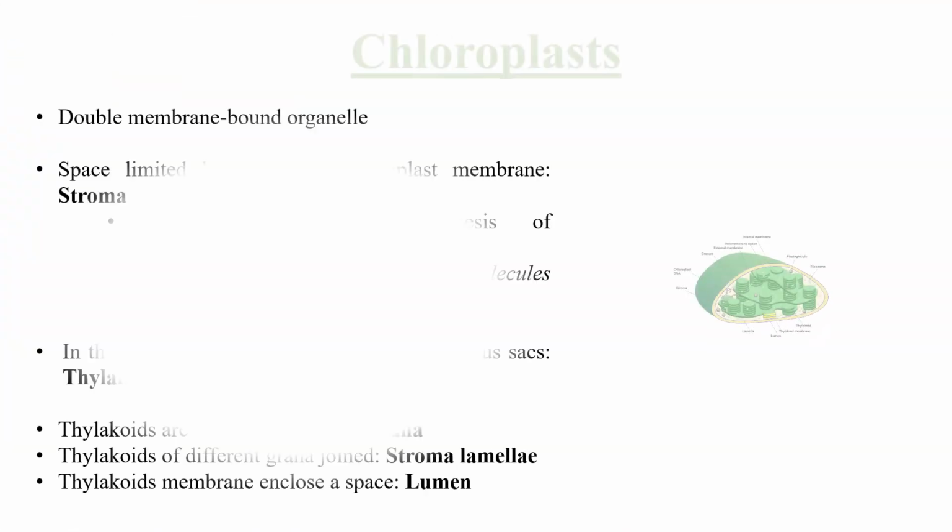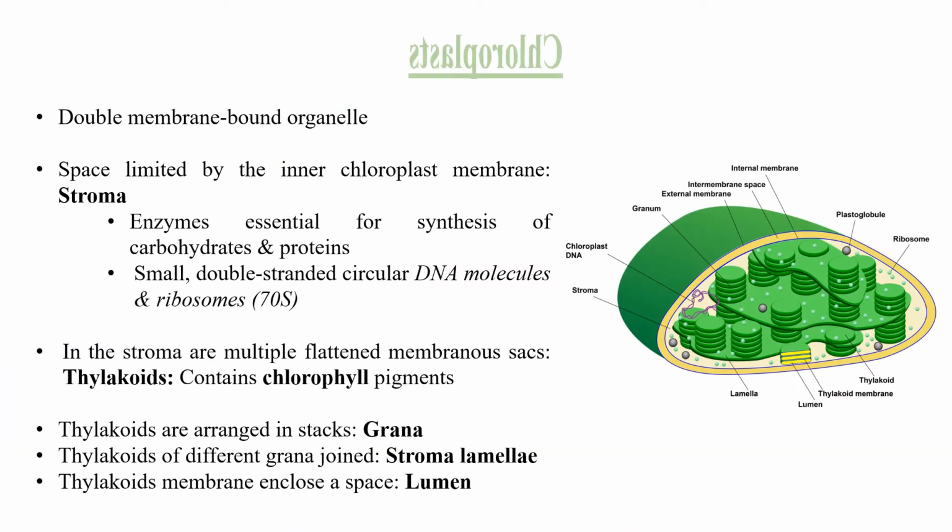The chloroplasts are double membrane bound organelles, that is, they have an inner chloroplast membrane and an outer chloroplast membrane. The space limited by the inner chloroplast membrane is known as the stroma. The stroma contains multiple enzymes which are essential for the synthesis of carbohydrates and proteins. The chloroplasts also contain their own small double-stranded circular DNA and ribosomes.